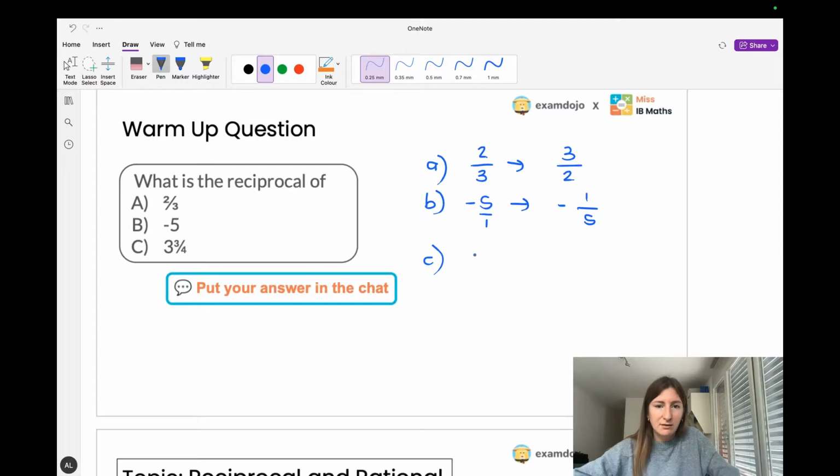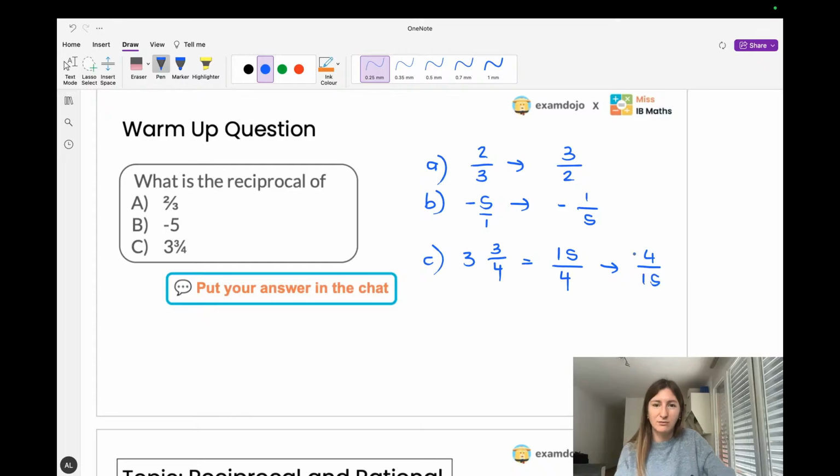And for c, we have 3 and 3/4. So we need to first convert that to an improper fraction. So 3 times 4 is 12, plus 3 is 15, over 4. So then when we flip it around, we get 4 over 15.